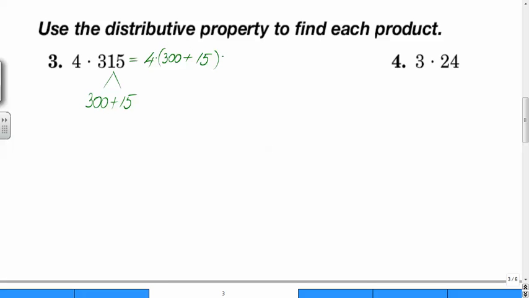Why am I doing that? Because now, using the distributive property, I can multiply each number inside the parentheses by the number that's outside, 4 in this case. So I'll have 4 times 300 plus, I'll multiply 4 by the second number, 4 times 15. As you see here, these are easy multiplications to solve, because 4 times 300 is basically 4 times 3, just adding 2 zeros to it. That would be 12 followed by 2 zeros, and 4 times 15, that's an easy one.